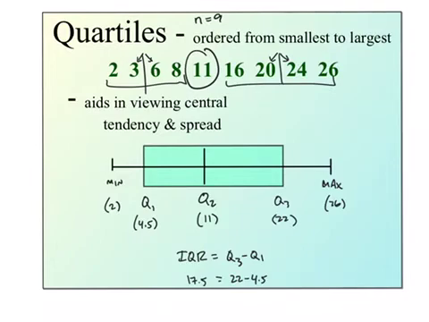Within the minimum to Q1, we would consider 25%. Same thing there from Q1 to Q2, there from Q2 to Q3, and then from Q3 to the max, all being approximately 25% of the data. Just another way to display that data.